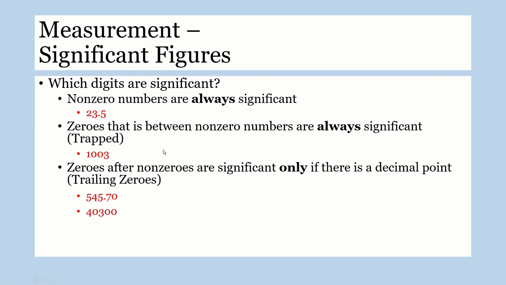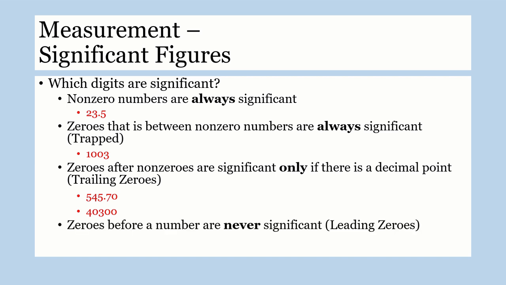Now this number has only three total significant figures. This zero right here is a trapped zero, so it's significant according to the second rule. And these zeros at the end, they are trailing zeros, but there's no decimal point in this number. And since there's no decimal point in the number, we know that they are not significant. So the 4, the 0, and the 3 are significant. So we would say that this has three significant figures in it.